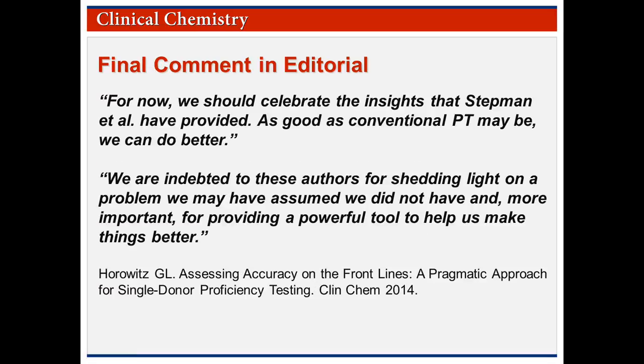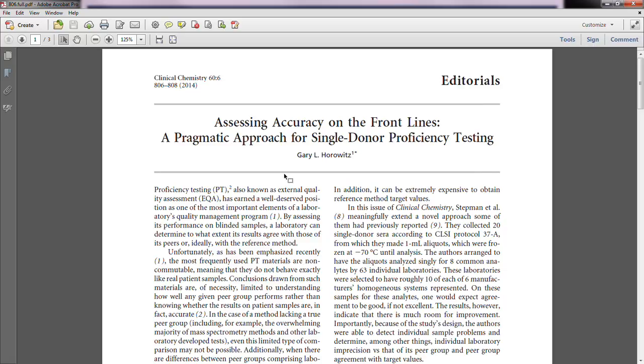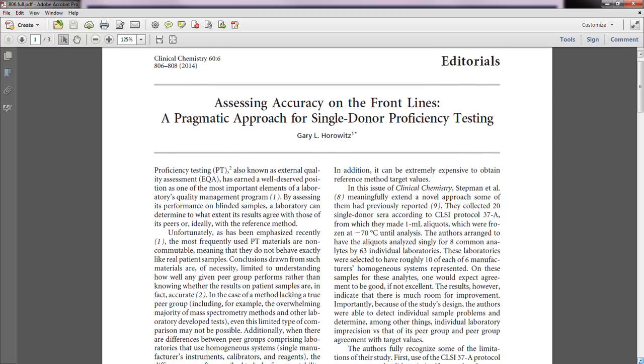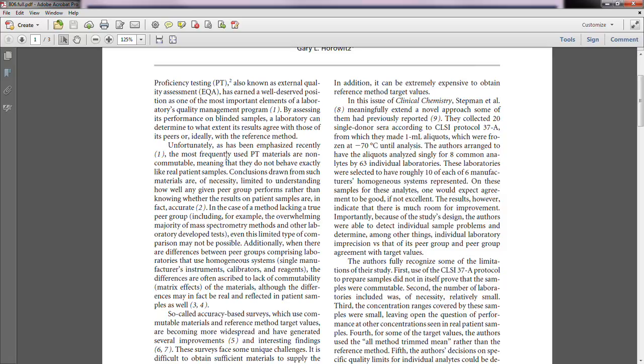And so this is the final comment. There was an editorial that was written on this as well. We can go through this editorial quickly. Proficiency testing, as I've said, is also known as external quality assessment. Most use materials that are not commutable. In other words, they don't behave exactly like real patient samples, and we often draw conclusions from them.